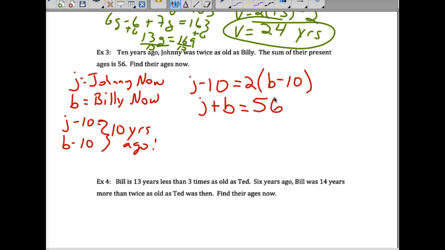All right, J plus B, their current ages, present ages is 56. All right, put that first one in standard form, and let's solve it.